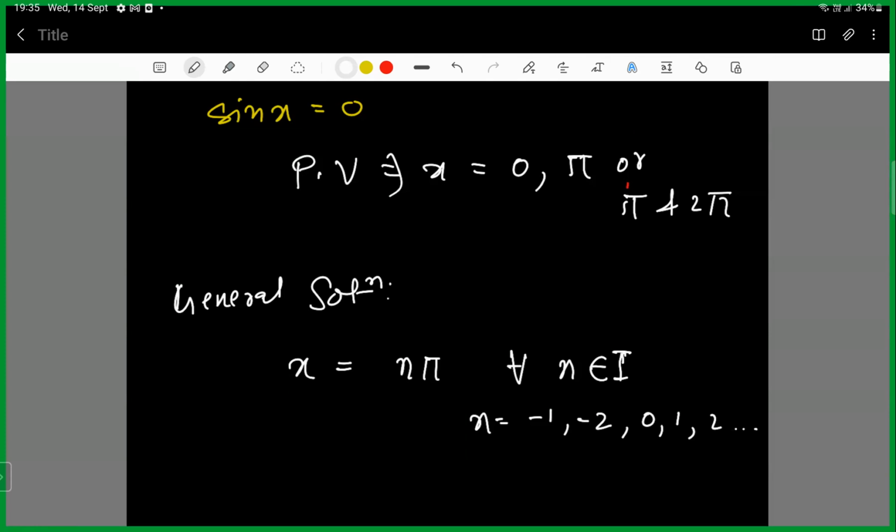Next class will start complex numbers. And before that, in complex numbers and quadratic equations, we'll understand what a quadratic equation is, then we'll start complex numbers.